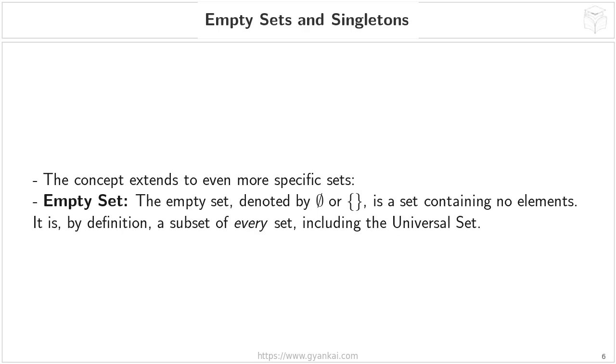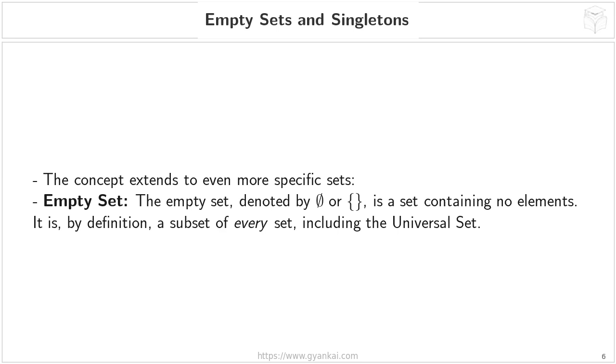Empty sets and singletons. So far we've been looking at how sets can be contained within our universal set, how they act as subsets. Now, let's consider some special types of sets. This slide introduces two of them, the empty set and the singleton set. First, we have the empty set. It's denoted by a symbol that looks like this, a slightly curved, almost circular symbol.